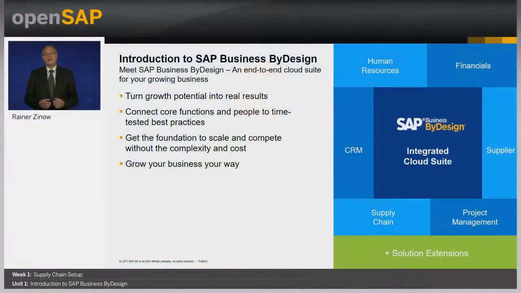If we go to the first slide, then you will see here a short graphical representation of what it is. And you will hear this term more often than once. By Design is first and foremost a suite in the box. That is also the reason why you see here the key components like human resource management, financials, supplier management, project management, supply chain management, and customer relationship management. So these are the core building blocks of our suite in the box, Business by Design.